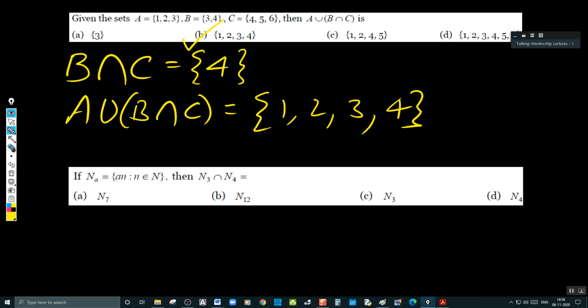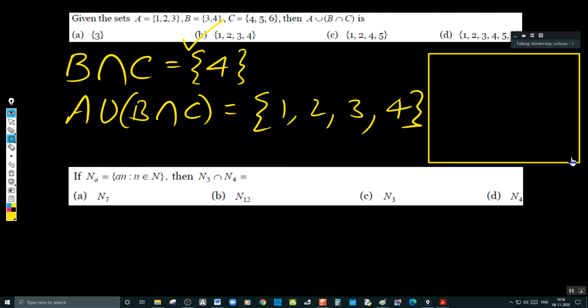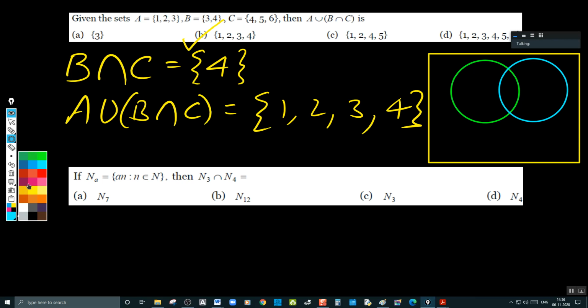Let us understand this through the diagram. There are 3 sets. This is A. Let me say this is B. And let me say this is C.